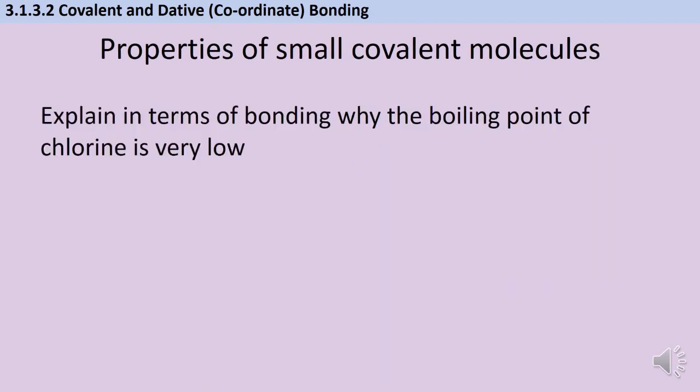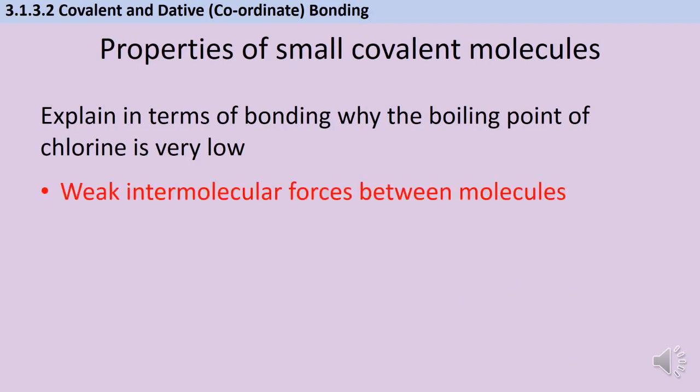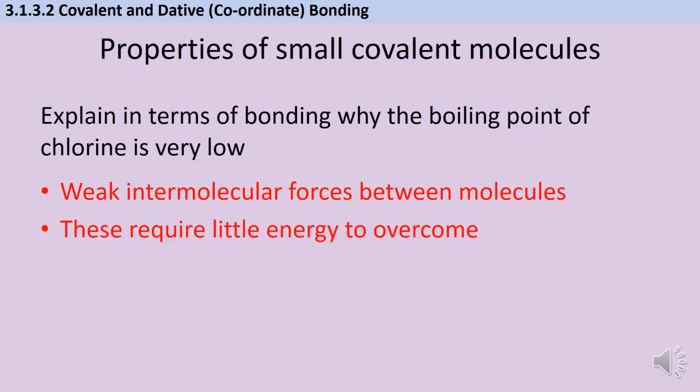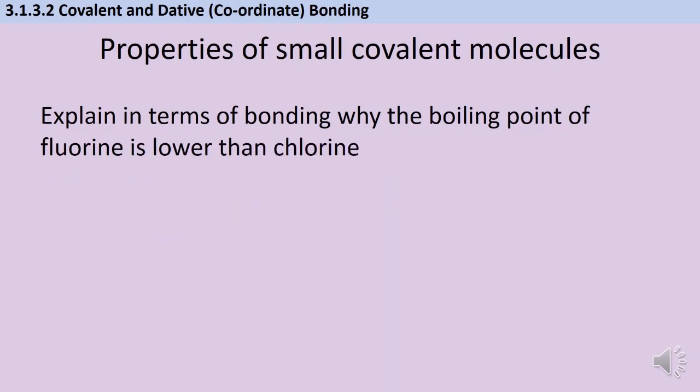So here's a typical example of an exam question. Explain in terms of bonding why the boiling point of chlorine is very low. So I'm going straight back to my GCSE knowledge: chlorine, that's a small covalent molecular substance. So it has weak intermolecular forces between molecules, and these require very little energy to overcome. Again, it's important that we're saying it requires very little energy. We're not just saying that it's easy. Let's be scientific about this.